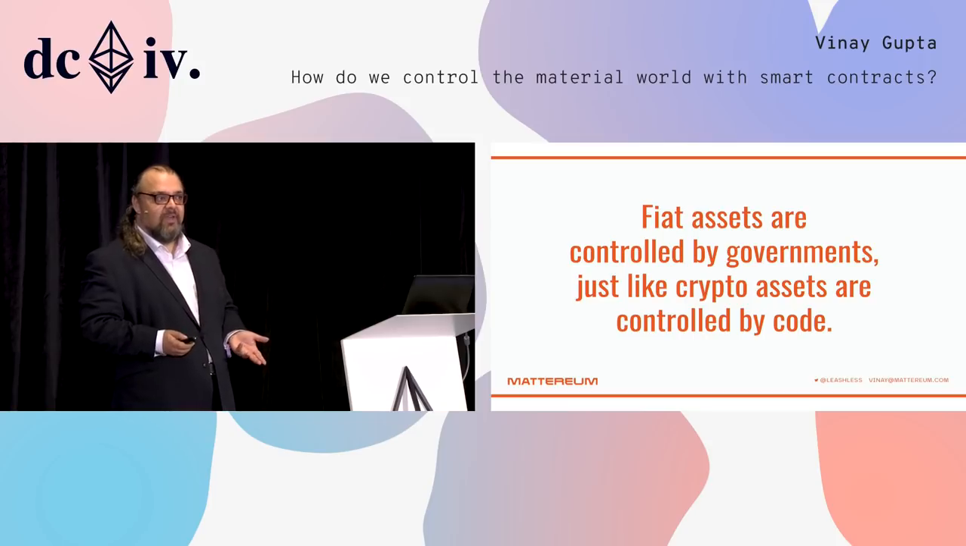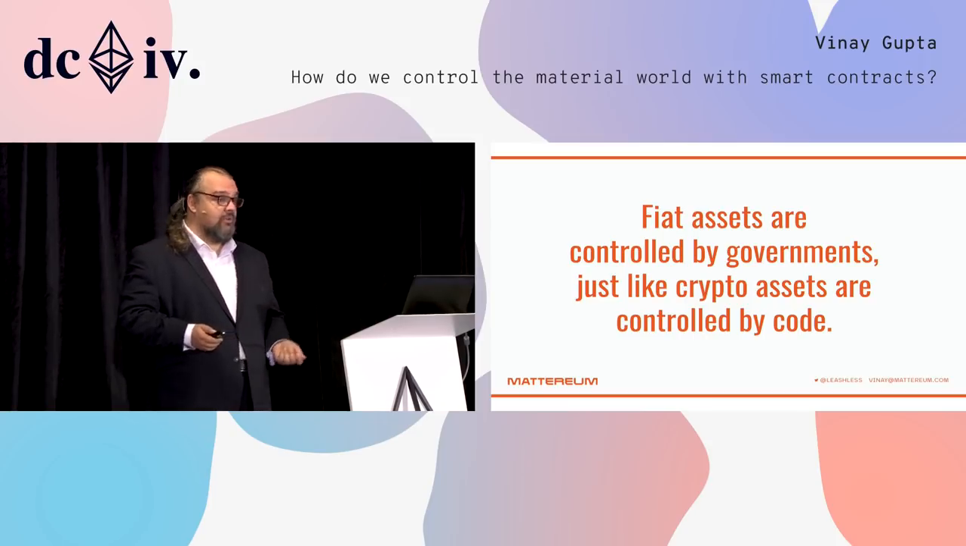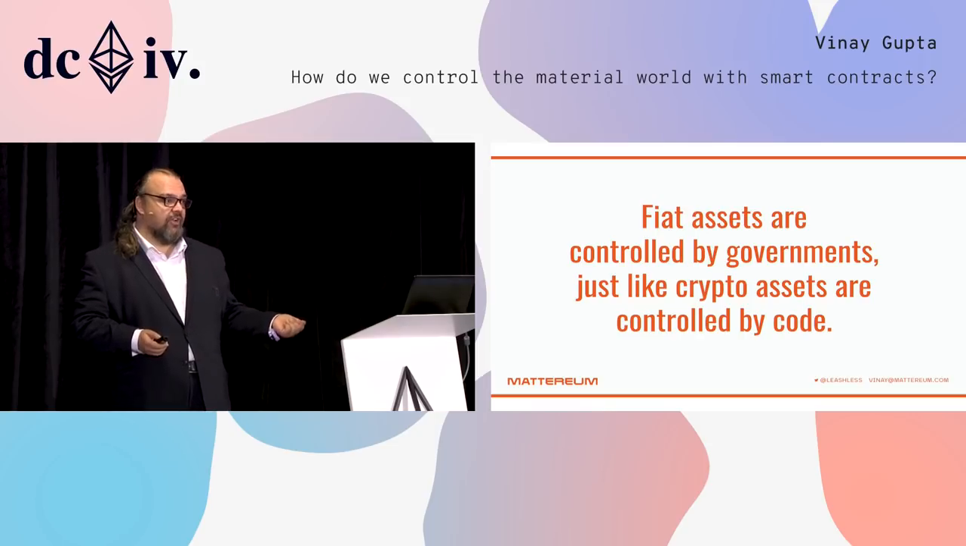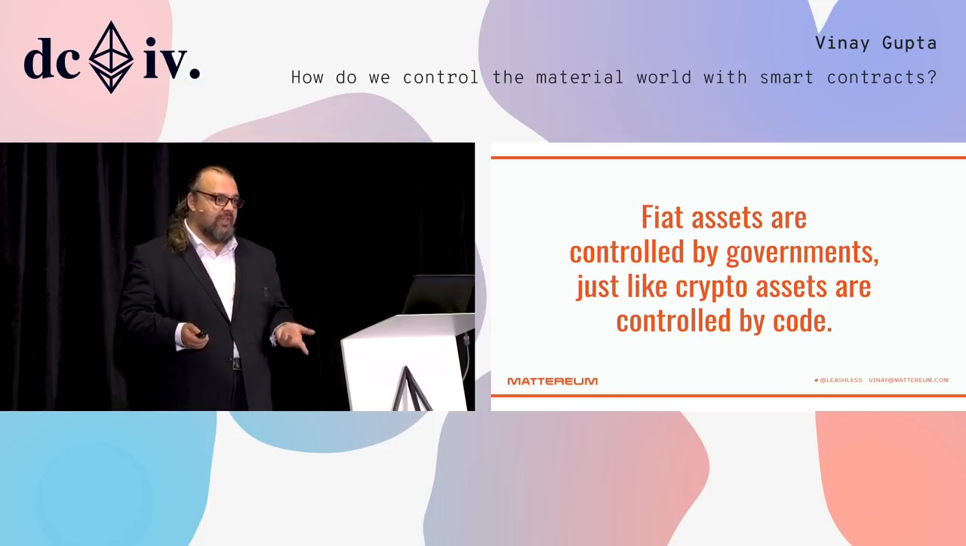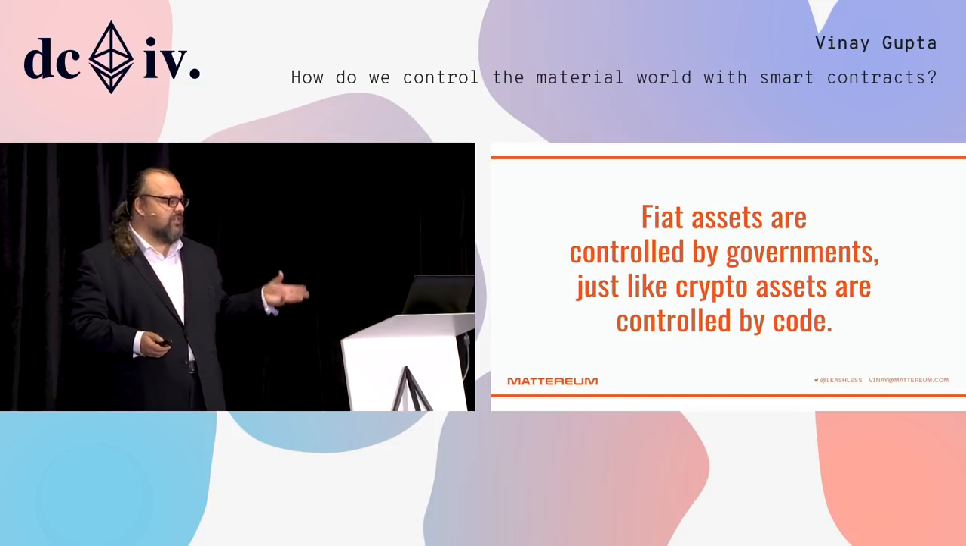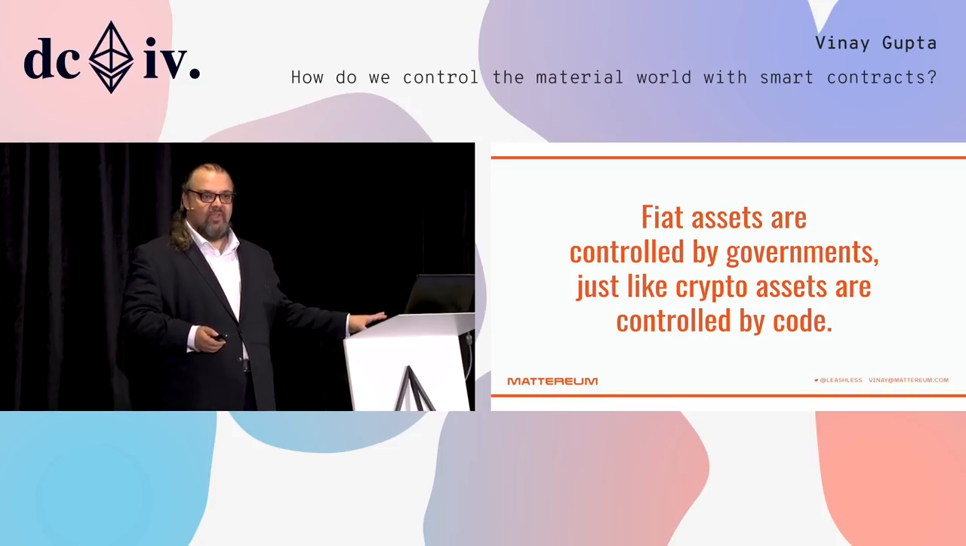And this is the world of fiat. Now, fiat is not just fiat currency. It's houses, because they're on national property registers. It's cars. It's anything that has regulation attached to it. That's the fiat world. So the question is, how do we control fiat assets with code?